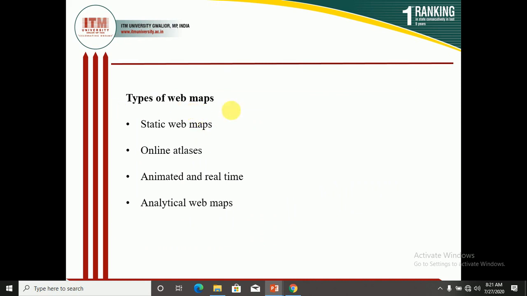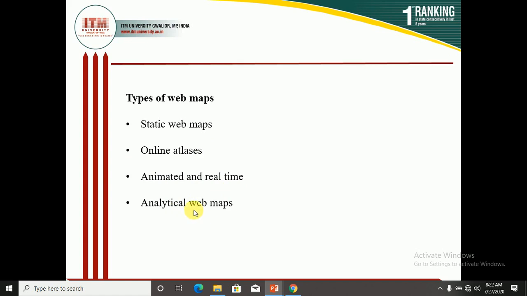There are various types of web maps like static web maps, online atlases, animated and real-time web maps, and analytical web maps. Static web maps are not frequently updated. They are in the form of JPG, PNG, and so on. Online atlases are graphical representations or maps of various parts of the world. Animated and real-time web maps are the maps you use when you go to a particular location or open your Google Map. It works just like your Google Map.